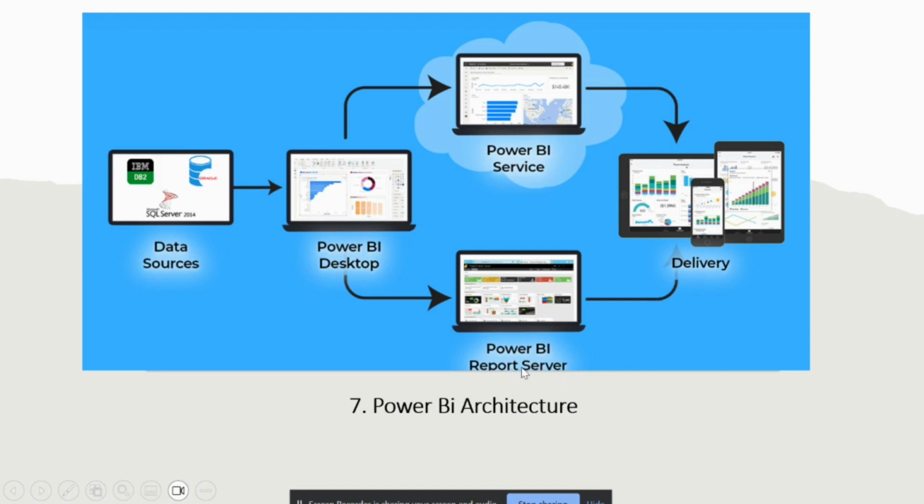Power BI Report Server is the on-premises option. If you want to share reports within the premises, you publish those reports directly to the Power BI Report Server, and from there users can view them on the web or maybe from mobile. And Power BI Service means we publish to the cloud. So this is an example of the Power BI architecture.